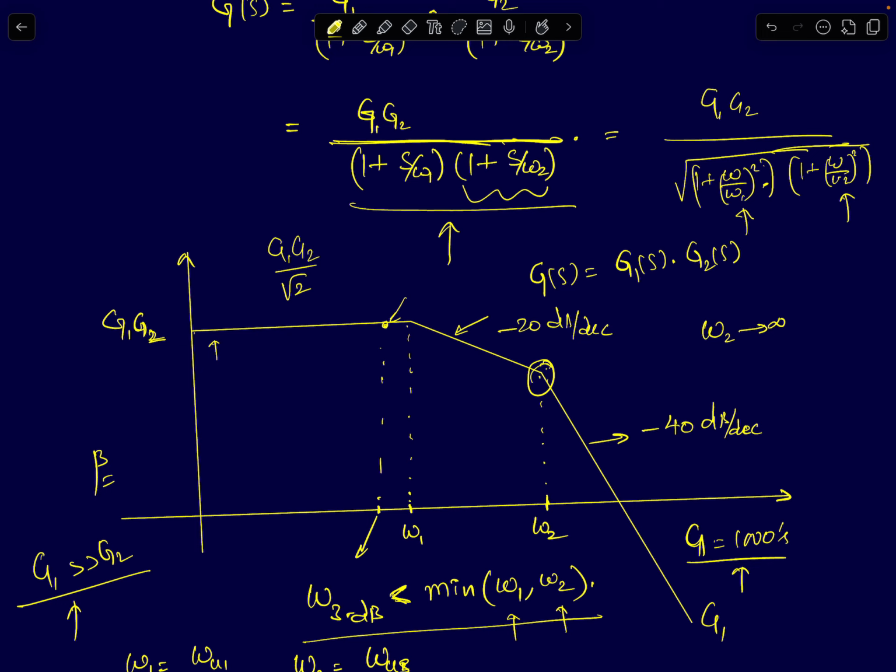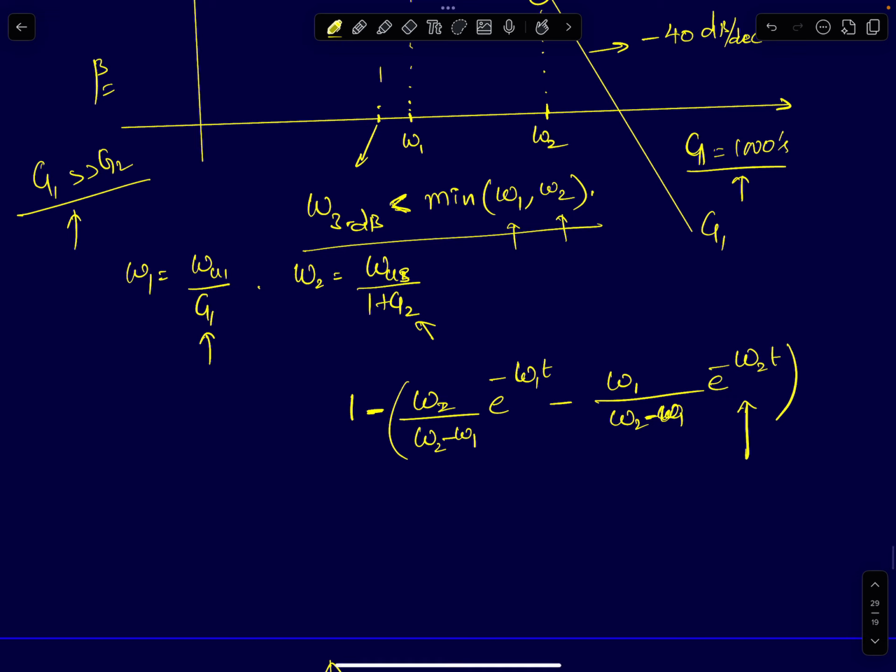So that's all I was trying to say, and I gave you an example. Assume omega 2 is infinity. If omega 2 is at very high frequencies, then the 3 dB bandwidth of the system will be equal to omega 1 itself. Right? The lowest of the two determines the overall response.